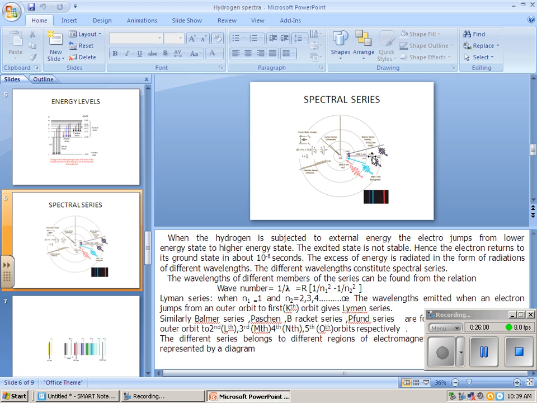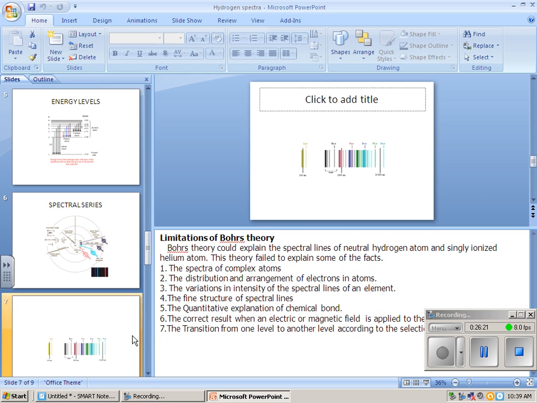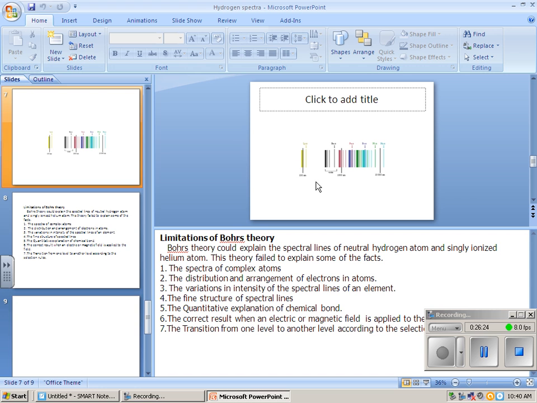that belongs to the Lyman series. Here only two lines are given from higher orbit to second orbit. So you can observe all this. 1, 2, 3 examples are given in this. Here, how it belongs to different regions, different colors and different lines in the spectrum. Totally, this gives the hydrogen spectra. In this, you can divide Lyman series, Balmer, Paschen, bracket, all this. You are seeing the colors here for the bracket series.